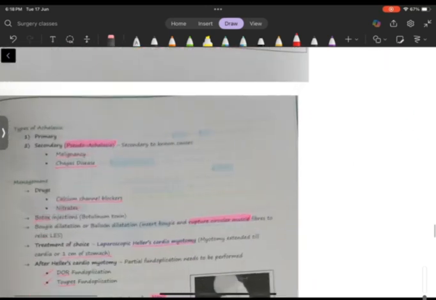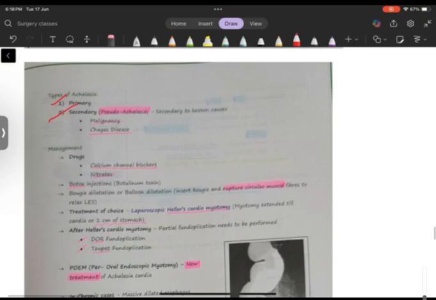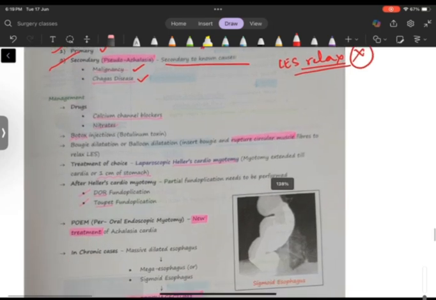There are two main types of achalasia, primary achalasia and secondary achalasia. Secondary is also called pseudo achalasia. It is secondary to some known cause, like some cancer or Chagas disease. Because of that, the lower esophageal sphincter is unable to relax, because of some other cause, not because of absence of inhibitory neurons of the myenteric plexus. If there is absence of inhibitory neurons of the myenteric plexus, that is primary achalasia. If some other cause is inhibiting relaxation of the lower esophageal sphincter, that comes under secondary achalasia. So how will we manage this?